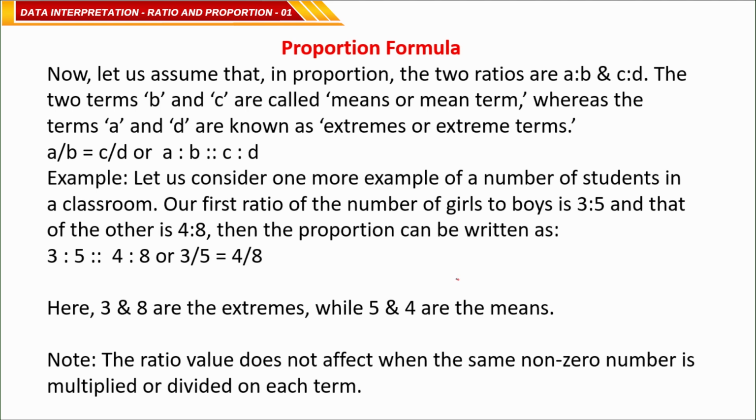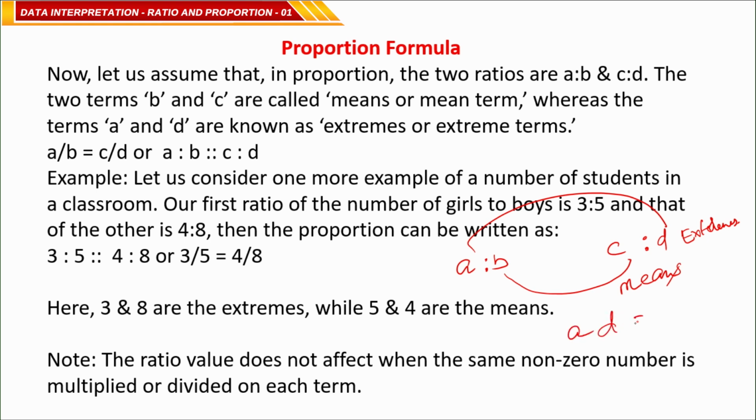So, here A is to B, for example, is one ratio, and C is to D is another ratio. These B and C are called means, and A and D are called extremes. The product of means is equal to the product of extremes, meaning AD is equal to BC.